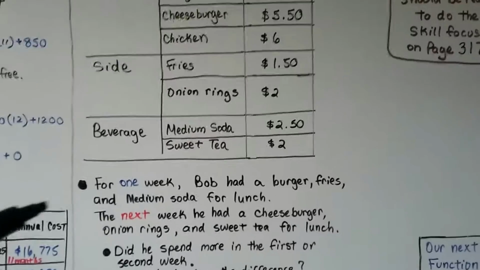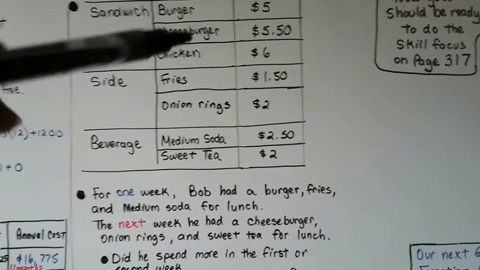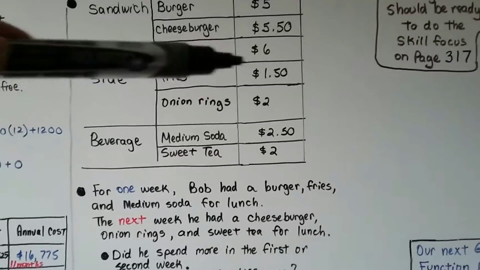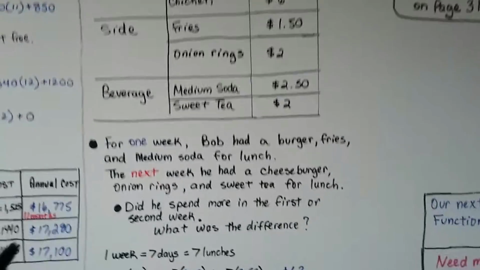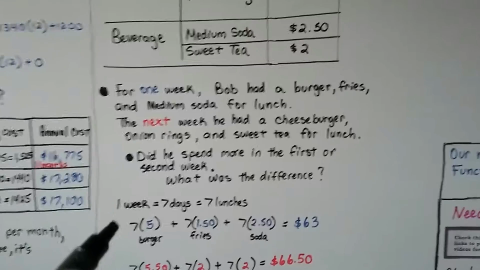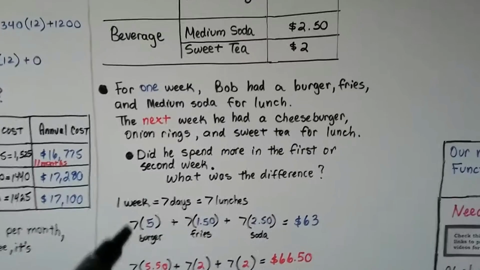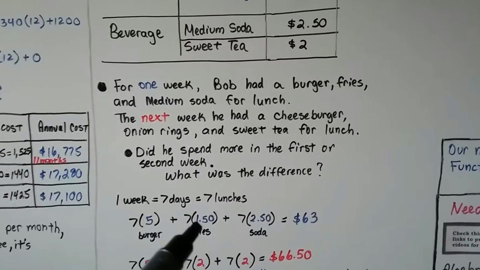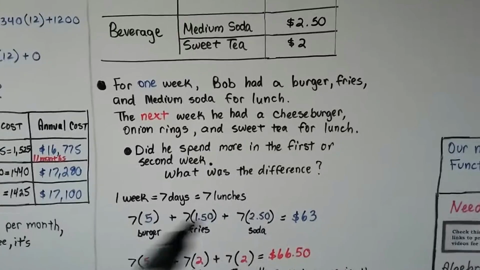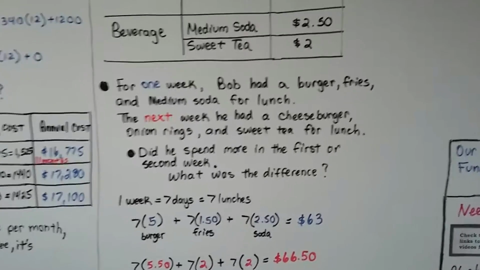So we take our burgers, fries, and medium soda. Burger $5, fries $1.50, medium soda $2.50. Because there's 7 days in a week, that's 7 lunches, isn't it? So we do the 7 times 5 or the 7 times $1.50 and the 7 times $2.50. We add them all up and get $63.